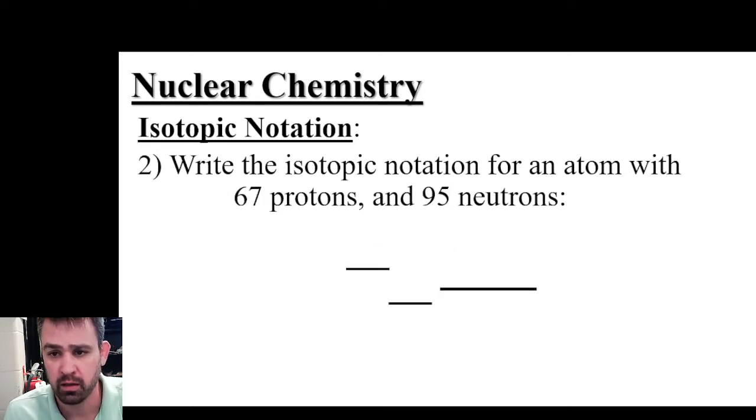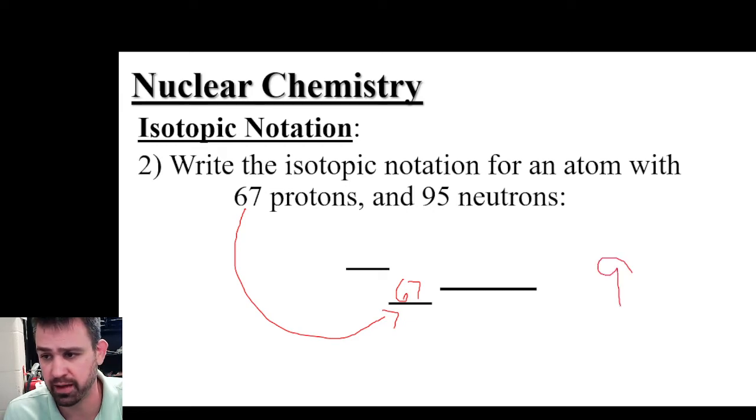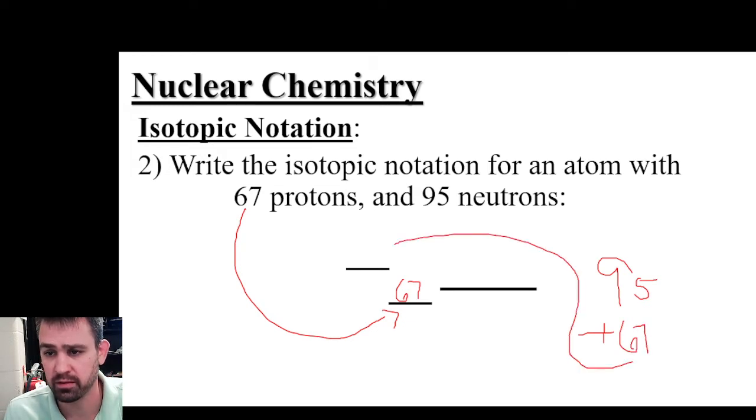So once again, proton number goes at the bottom, so this would be 67. Neutron number doesn't go anywhere, but we need it, so it's going to be 95 plus 67, which is going to give us that number. And then, because this number is 67, the 67th element on our periodic table is Ho, holmium.